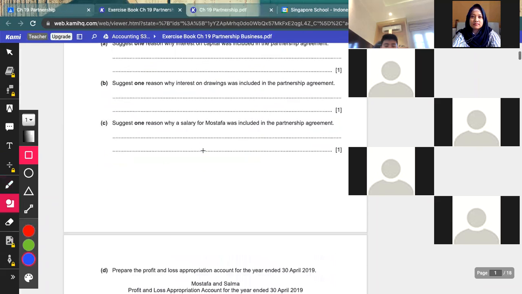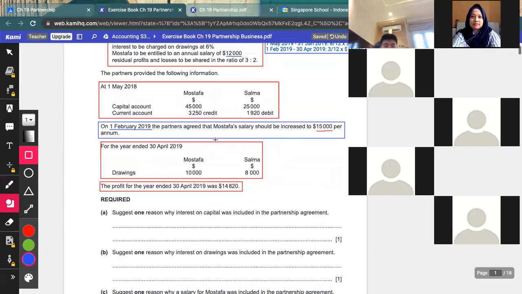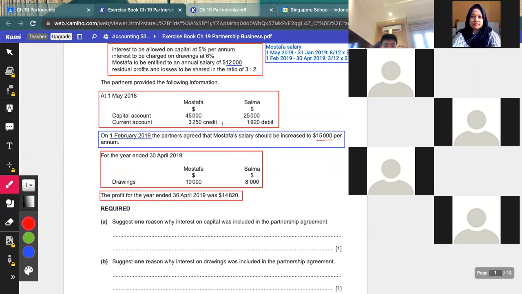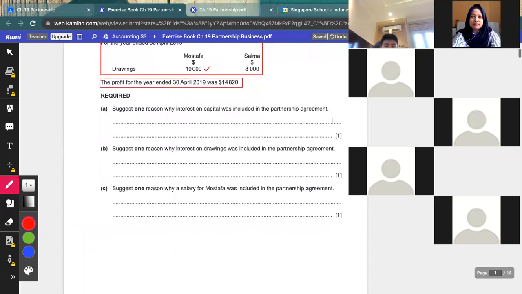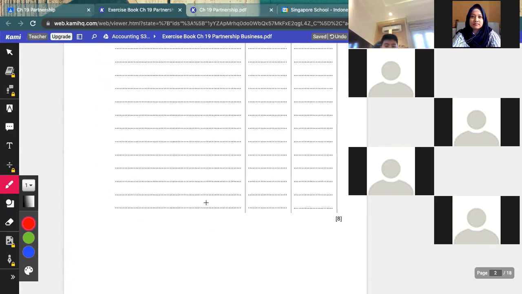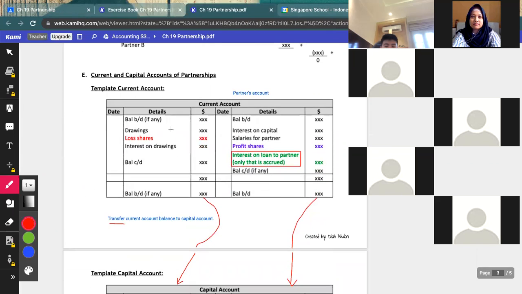Okay. After that, then prepare Mustafa's current account. Only Mustafa, yeah? Only Mustafa's current account. So take all the information of Mustafa. First, we have the current account of Mustafa, this one. And then we have drawings, yeah. And then we have salaries. And then we have profit shares taken from here. Yeah, the point is follow this one.